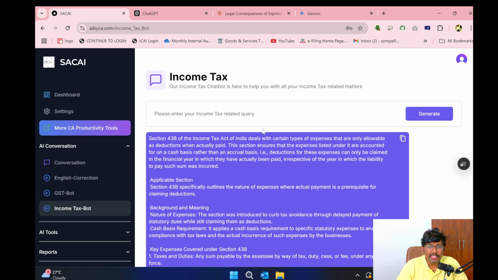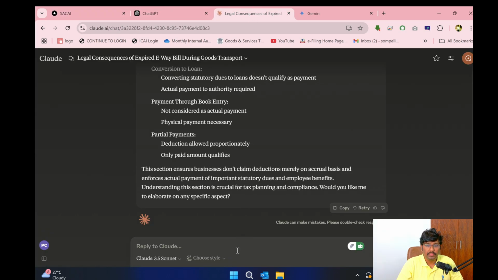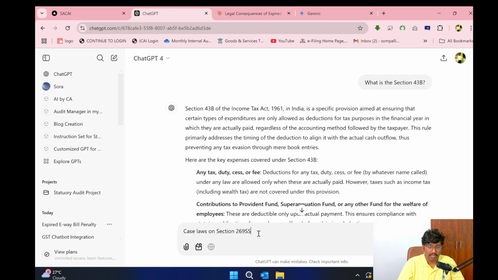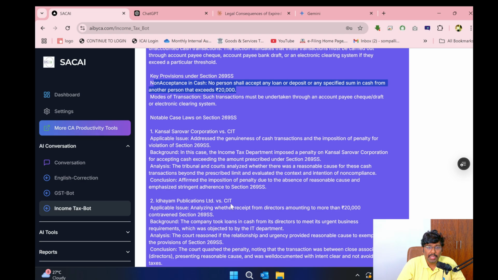So you can ask many questions like this in the income tax bot and income tax case laws. Suppose you can ask for case laws on section 269. Yes. So section 269, explain the sections and provisions. 20,000 cannot be accepted. And a notable case law is Several Cooperation with CIT Commission Appeals. Background in this case law, income tax department penalty for accepting cash exceeding the limit prescribed under 269.